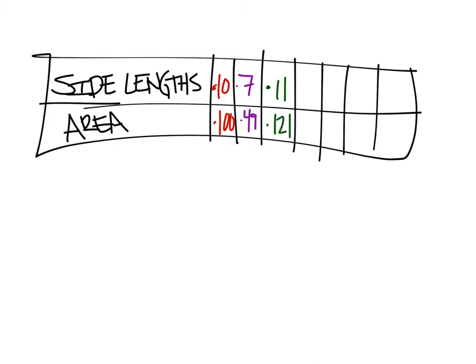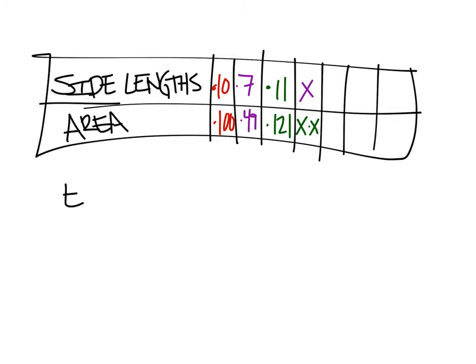121. Okay. What if I multiply the side lengths by x? Then what would I multiply the area by? X times x. Okay, so it doesn't matter what x is. We can put any number in for that. So let's look at this then.